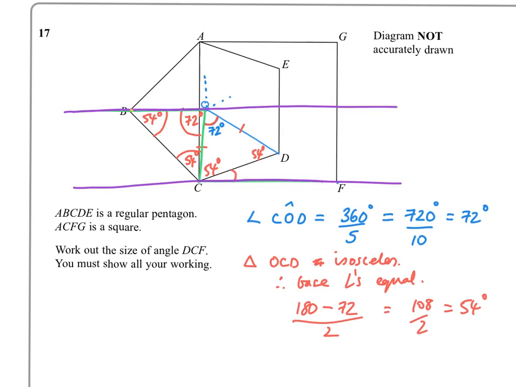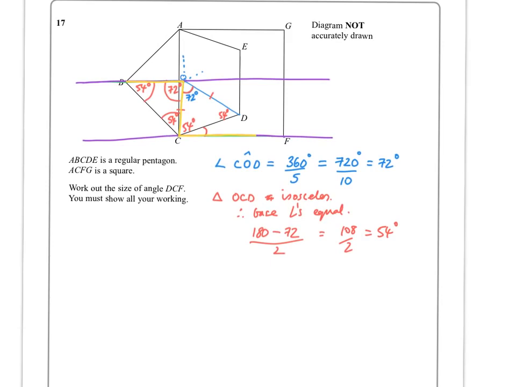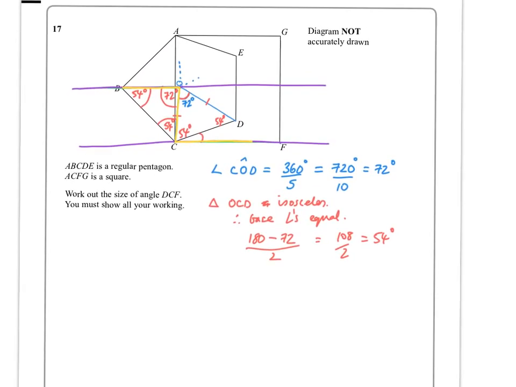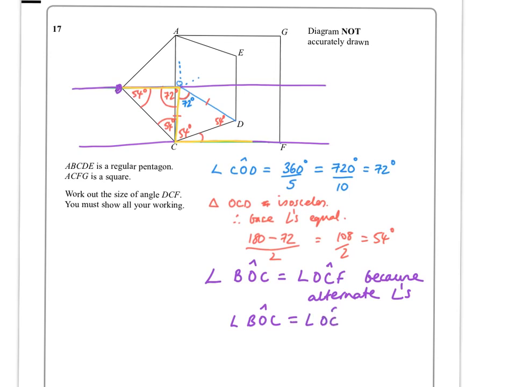You can see that if I go from here to here and then to here, then my reason that I can write is I can say that angle B, this was B here I believe, we can say angle BOC equals angle OCF because alternate angles, and I can say therefore angle BOC is angle OCF is 72 degrees.